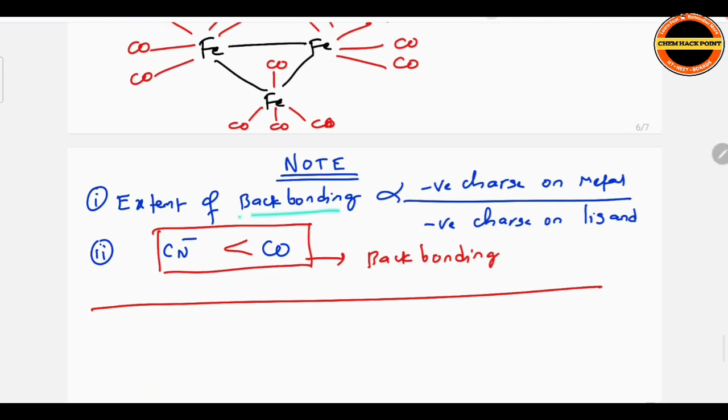The extent of back bonding is directly proportional to the negative charge on the metal and inversely proportional to the negative charge on the ligand. For example, comparing a neutral ligand and a negatively charged ligand, the one with neutral charge shows more back bonding.